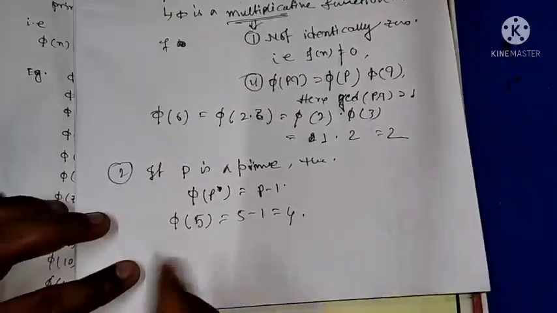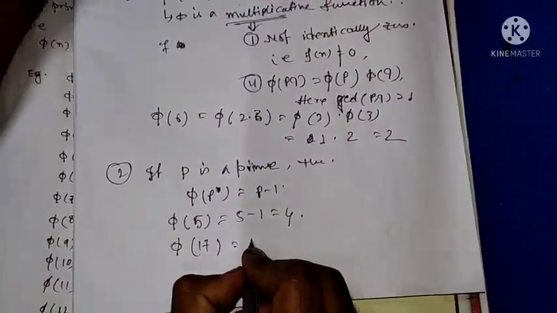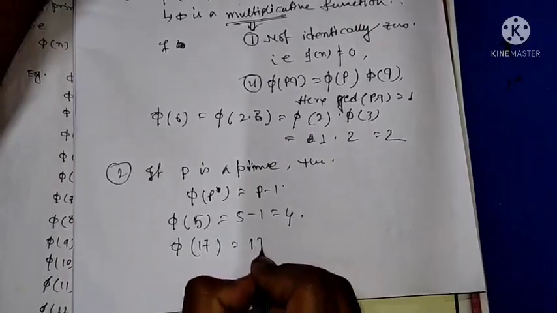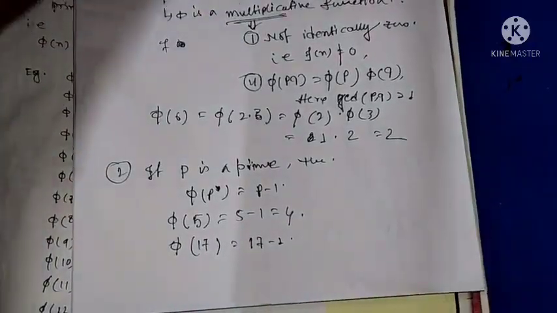Similarly phi of 17 is equal to 17 minus 1. Okay, phi of 17 is equal to 17 minus 1.